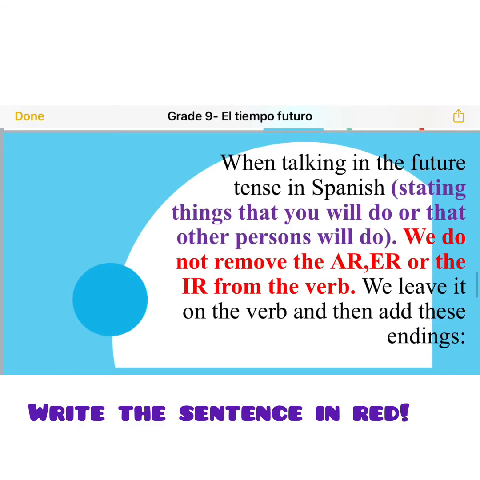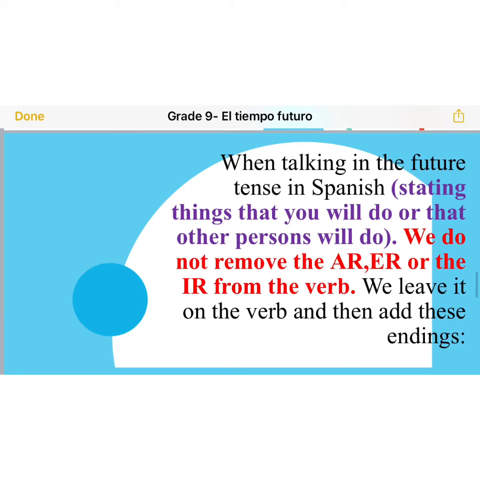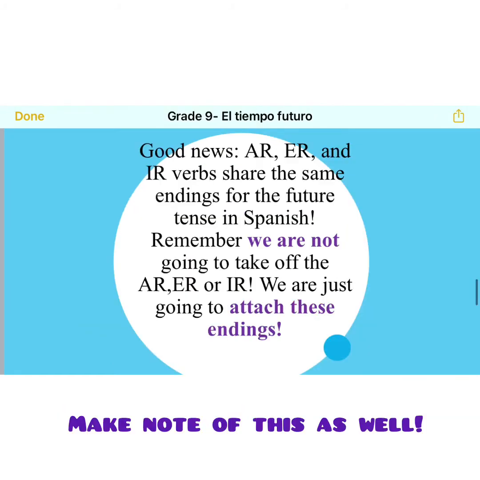Now, when you're talking in the future tense in Spanish, that is when you're stating things that you will do or what other persons will do, guess what? We do not remove the AR, ER, or the IR from the verb. We leave the verb just as how it is, and then we add these endings. I have even more good news. The AR, ER, and IR ending verbs, they share the same endings for the future tense in Spanish.